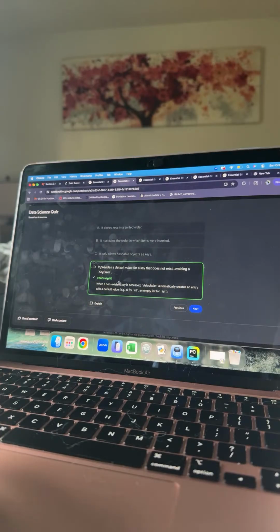When a non-existent key is accessed, default dictionary automatically creates an entry with a default value. For example, 0 for int and an empty list for list.